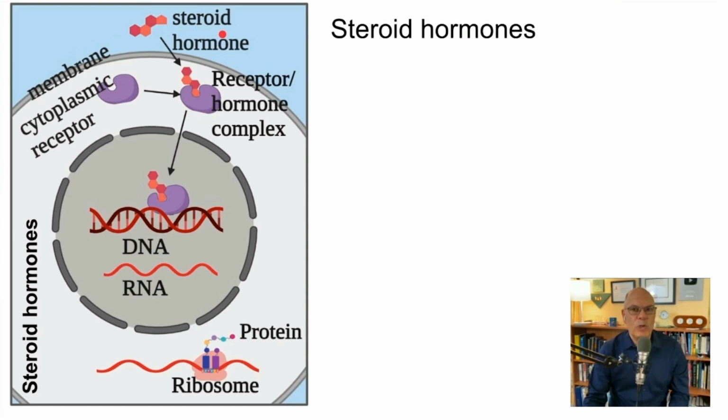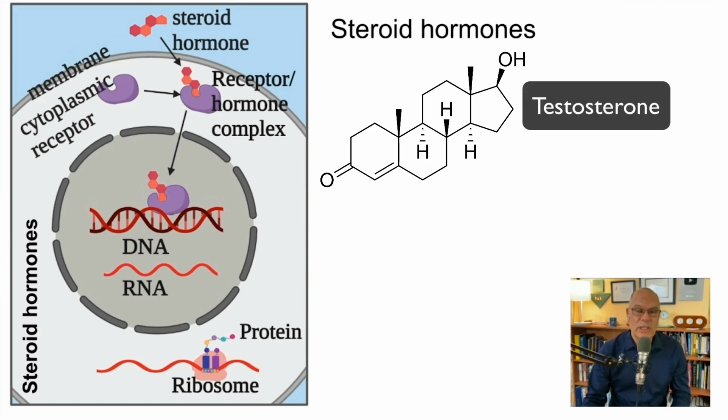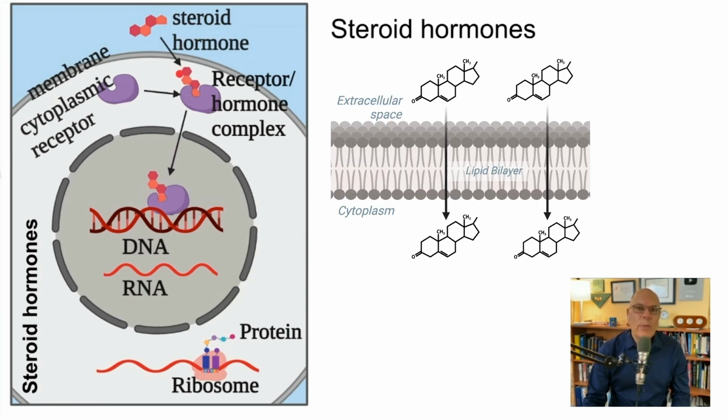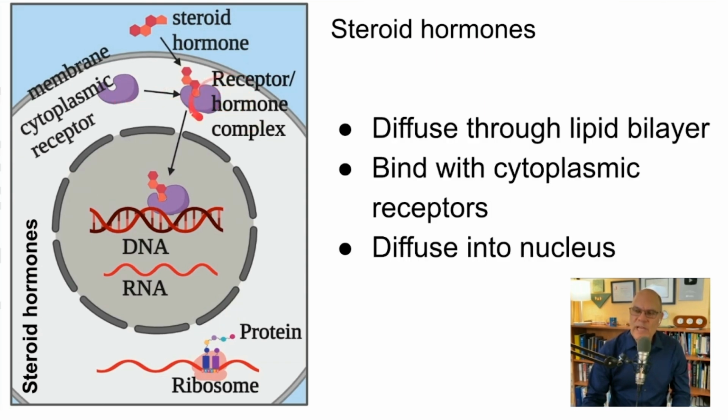What's an example of a steroid hormone? Testosterone, the masculinizing hormone, or estrogen, the feminizing hormone. Those are non-polar. They can diffuse right through the membrane. And what they'll do is they'll bind with a cytoplasmic receptor. Those cytoplasmic receptors will then form a receptor hormone complex. They'll diffuse through the nuclear membrane.